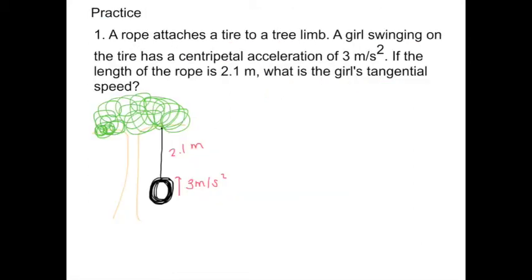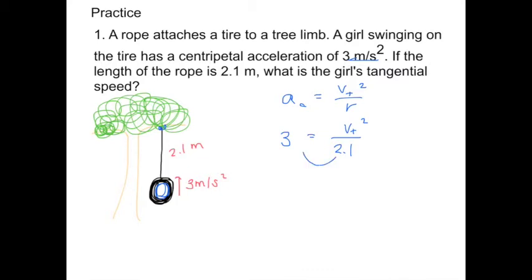Now let's do some practice problems. Number 1. A rope attaches a tire to a tree limb. A girl swinging on the tire has a centripetal acceleration of 3 meters per second squared. If the length of the rope is 2.1 meters, what is the girl's tangential speed? So we're going to solve this using the equation for centripetal acceleration, which is tangential velocity squared divided by r. Now we know the centripetal acceleration, that's 3 meters per second squared. And we also know the length of the rope, which we'll call r, because that's the radius between the girl's position down here and the center of this circular path. So that's 2.1 meters.